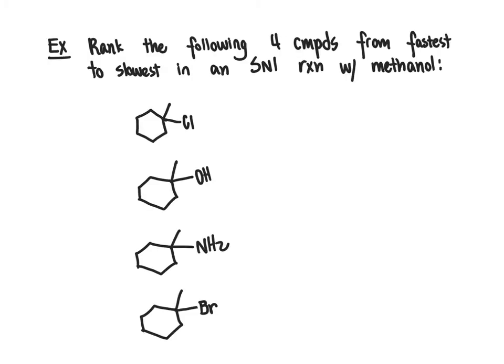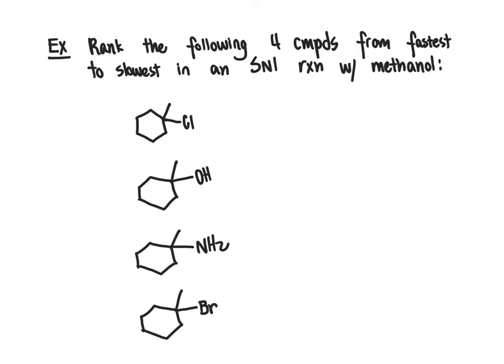So what we're going to do here in this example problem is rank the 4 molecules that I'm going to show here in terms of what you would expect to react fastest to slowest. All right, so taking a look at this example problem, we're going to rank the 4 compounds below in order from the fastest to the slowest in an SN1 reaction with methanol.